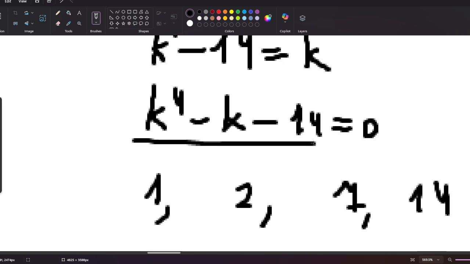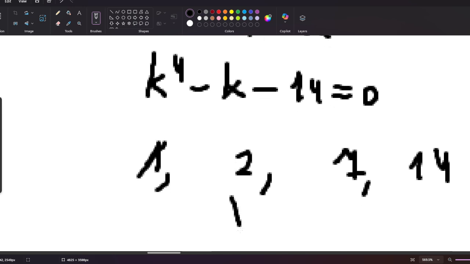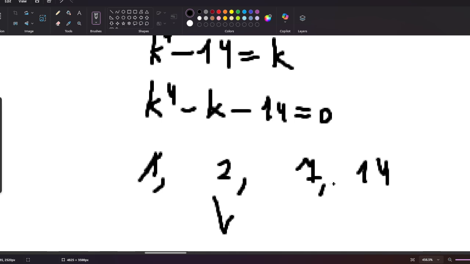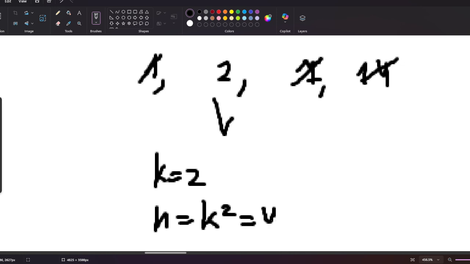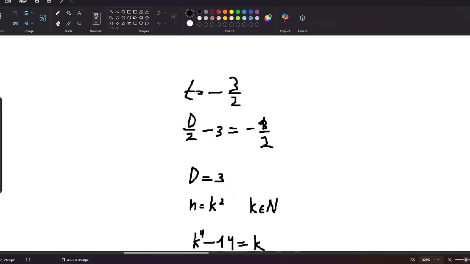Plugging in 1, it's obviously going to be a negative number. Plugging in 2, that's going to be a correct solution, actually. That results in 0. Plugging in 7, it's obviously going to be greater than 0. Same for 14. So we know that k equals 2. N equals k squared equals 4. Cool, we found a solution.